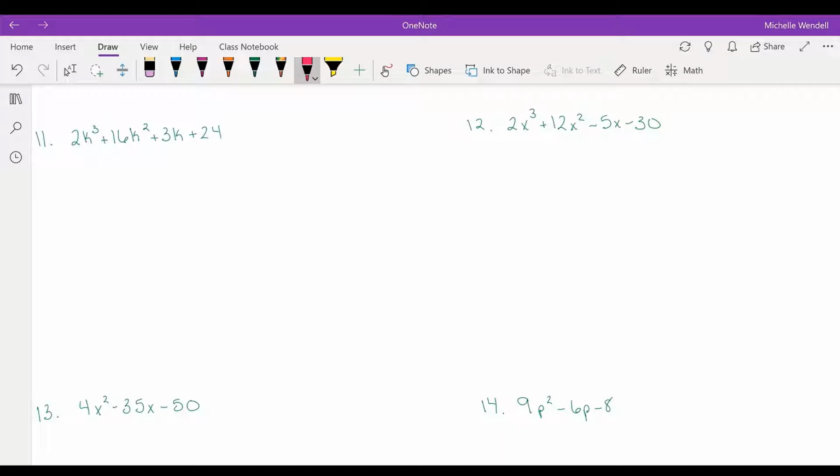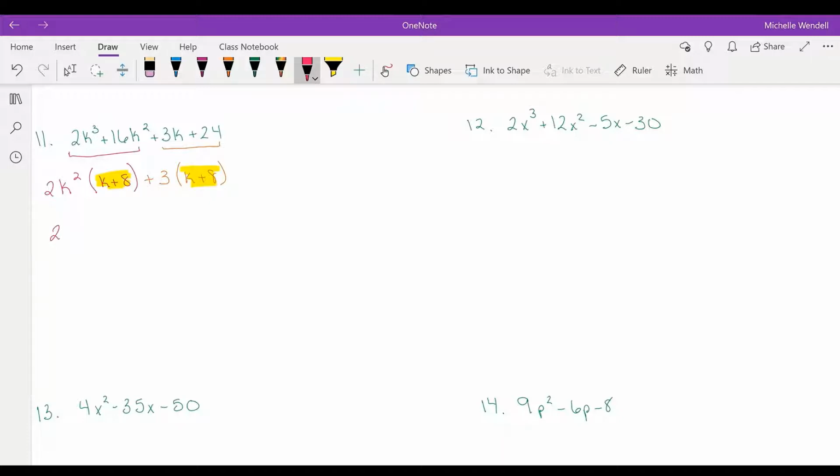So I'm going to group together terms that have things in common. Usually the first two and then the last two. So here the first two, I can pull out a 2k squared, which is going to leave me with a k plus 8. And then the last two terms here, I can pull out a 3, which leaves me with a k plus 8. You know you did this correctly when these two terms match. They have to match in order to do factor by grouping. And I will explain why in a second.